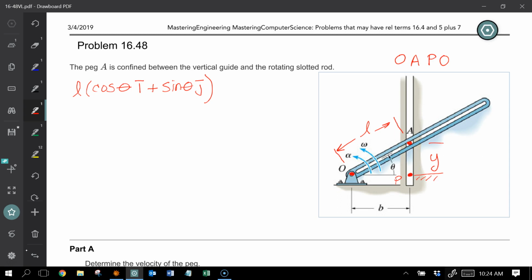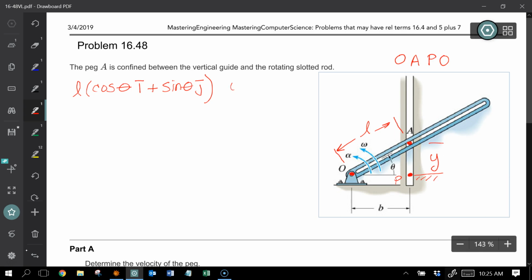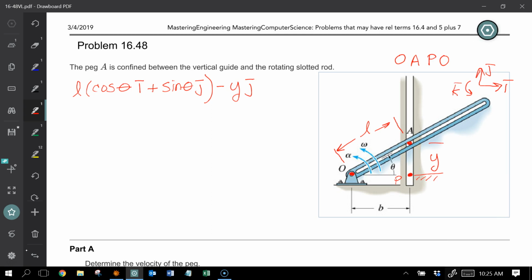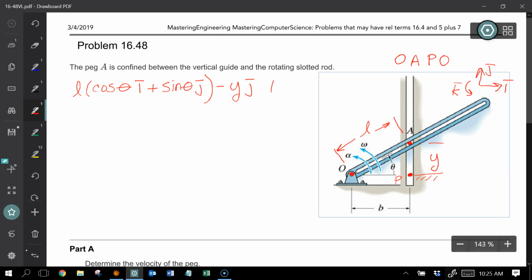And so now I'm going to go from A to P, so I'm going to go a distance y, and I'm going to go down. Down is a negative j. So if you haven't figured that out by now, i is typically right, and j is typically up, which is what I'm doing here. And then k is going to be counterclockwise. Now I'm standing at P, and I've got to go back to O, so I'm going to go a distance b, and I'm going to go to the left. Left is a negative i. So I'm back at the origin, so that's equal to 0.